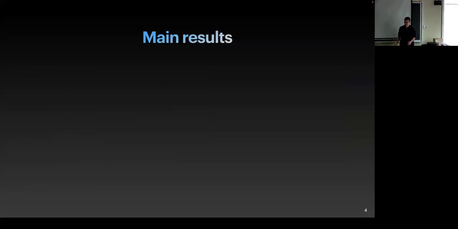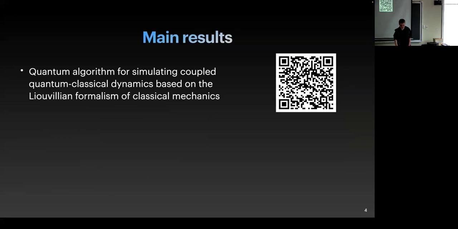And so the main results that we have is as follows. The paper just got published this week, so feel free to check it out online. What we do is we develop a quantum algorithm for simulating such coupled quantum-classical dynamics. Our quantum algorithm is based on the Liouvillean formalism of classical mechanics, and I'll explain how that formalism works in a second.